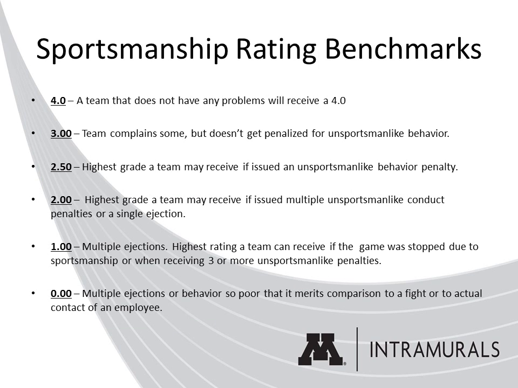At the end of each game, the officials will assign a sportsmanship rating based on the benchmarks below. A 2.5 is the highest grade a team may receive if issued an unsportsmanlike conduct penalty. A 2.0 is awarded if a team receives multiple unsportsmanlike conduct penalties or a single ejection. If multiple ejections occur, a 1.0 is the highest grade that can be given, and a 0 is used for any team with very poor behavior or fighting.